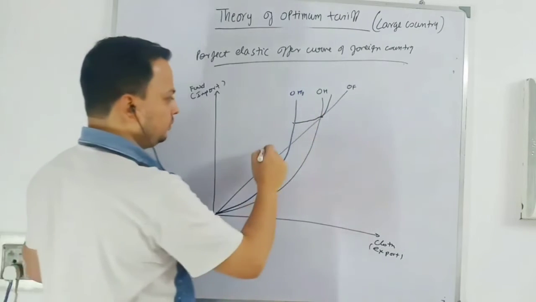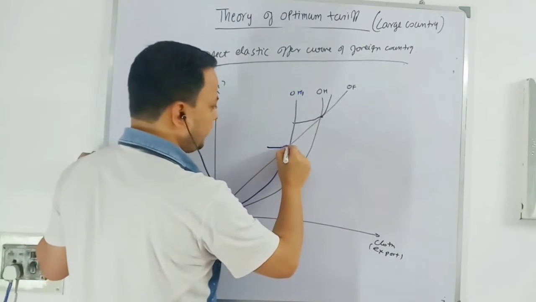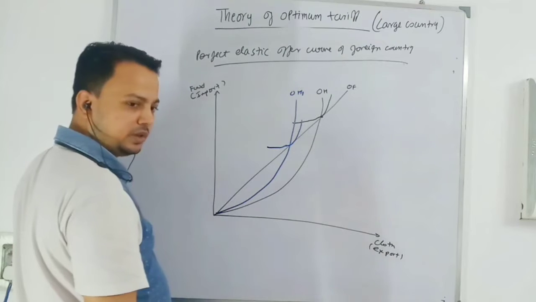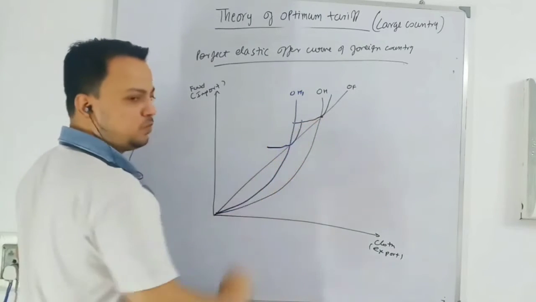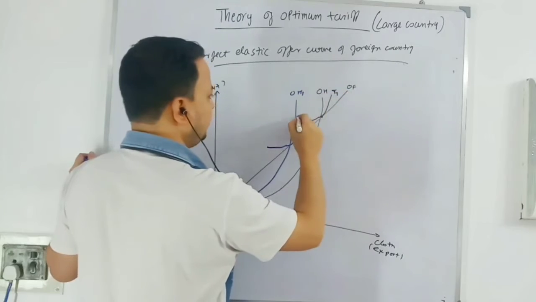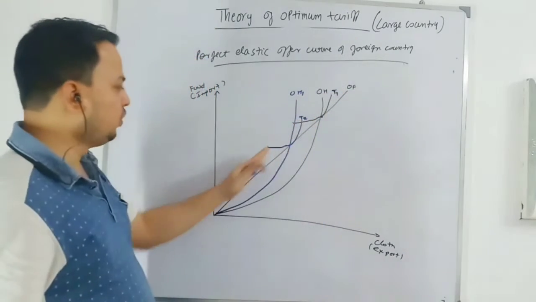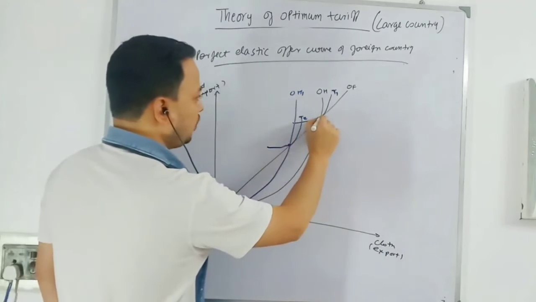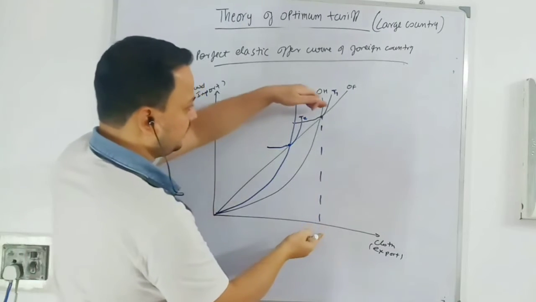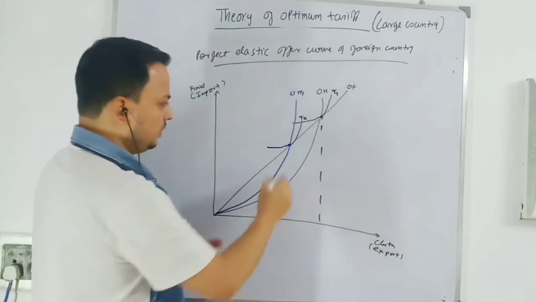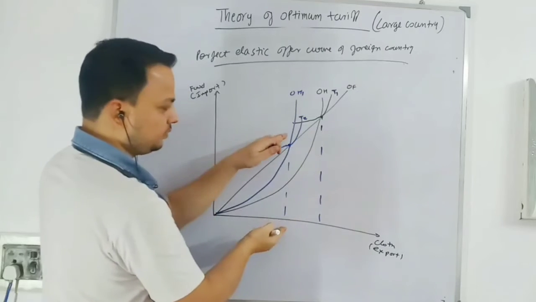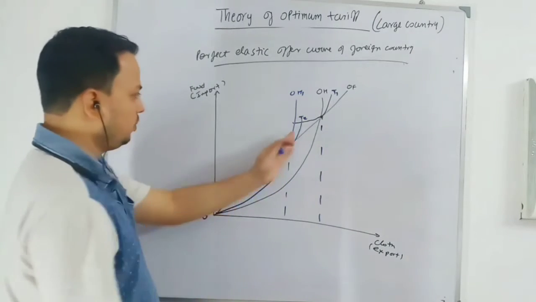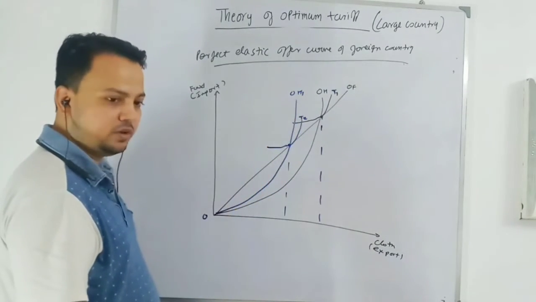Now where will be the optimum tariff? Where your trade indifference curve is tangent to the offer curve of the foreign country. Now what is happening to the trade indifference curve of the home country? So this is T1, this is T2. It is moving towards the origin. One thing is happening: your trade volume is this much, you are exporting and importing this much. Trade volume is declining as well as the welfare of the country is also declining. You are moving towards the origin. Your trade indifference curve is moving towards the origin.